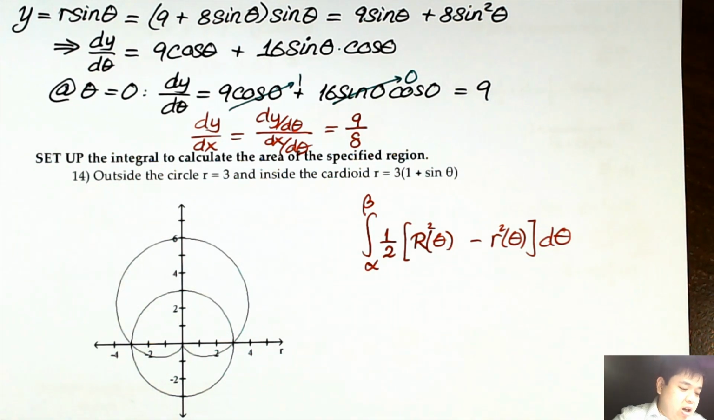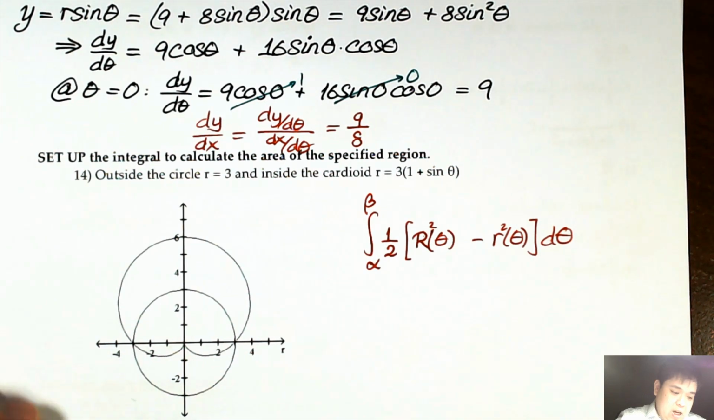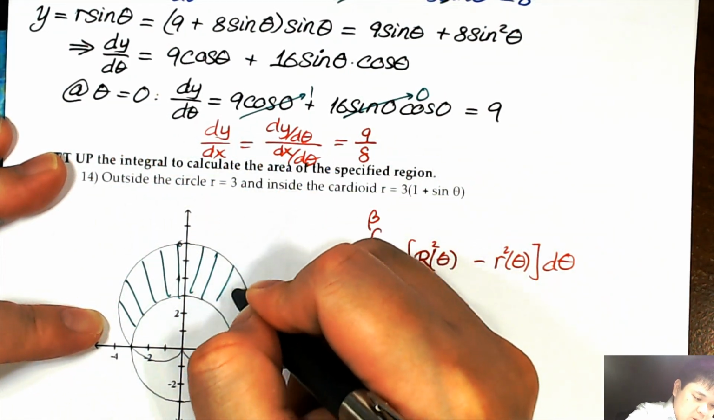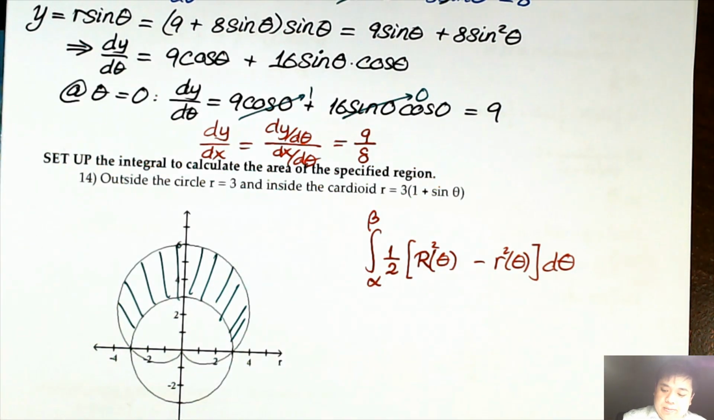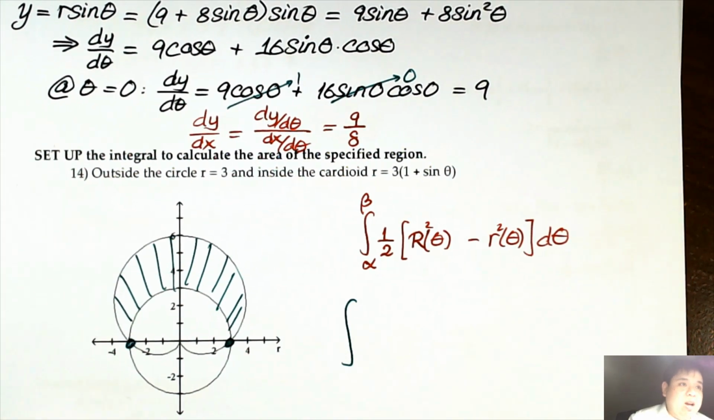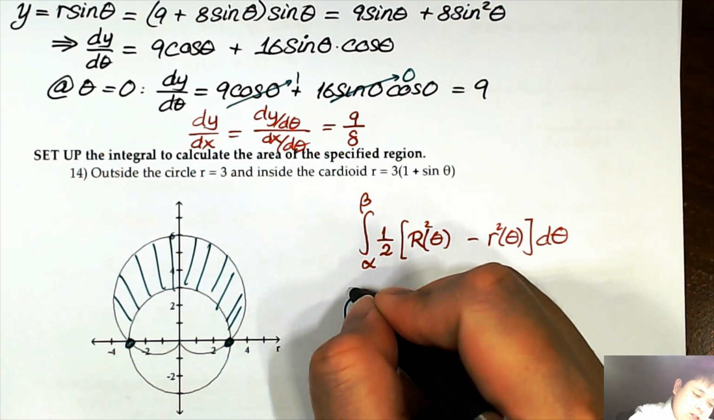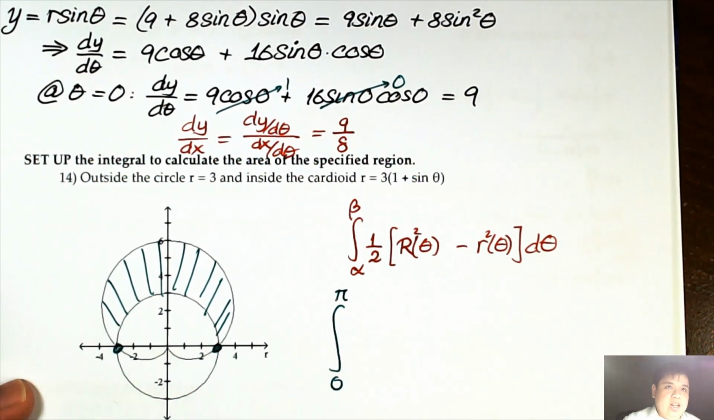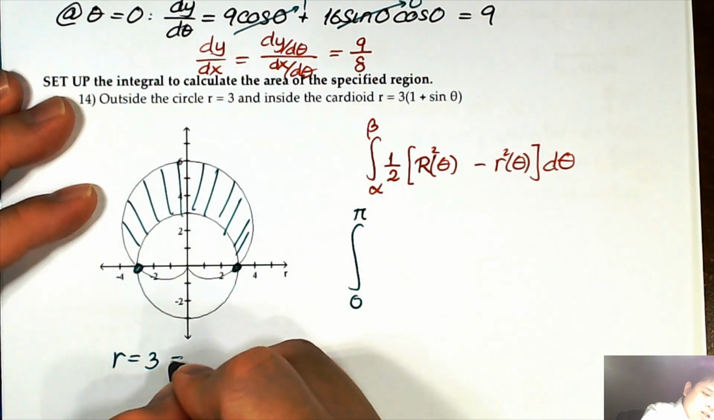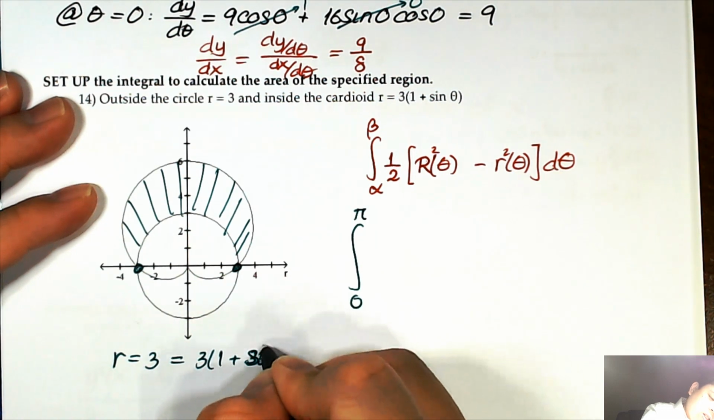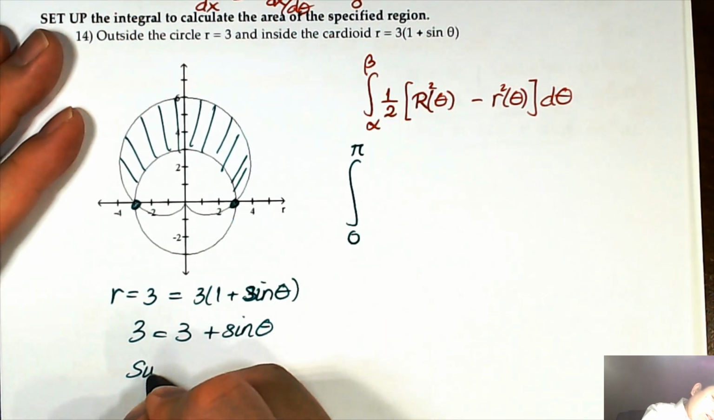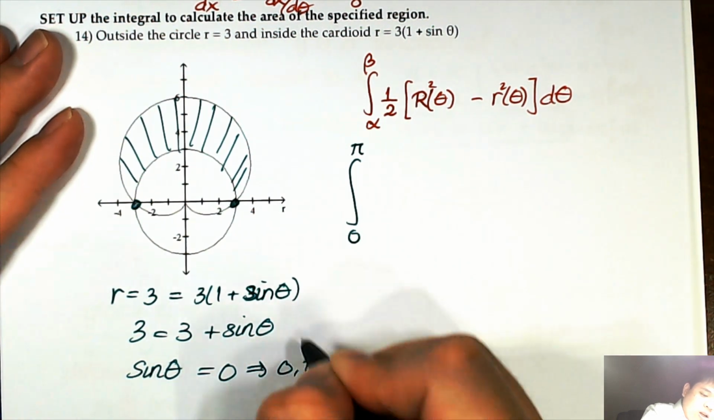Now let's look at the problem. It is outside of the circle and inside the cardioid, so we're talking about this region. In this integral, we go from this point to that point. We can verify that this is equivalent to 0 to pi. Actually, we can let these two functions equal each other. R equal to 3 and R equal to 3 times 1 plus sine theta. Multiply them out. That gives us sine of theta equal to 0, so 0 and pi make sense here.